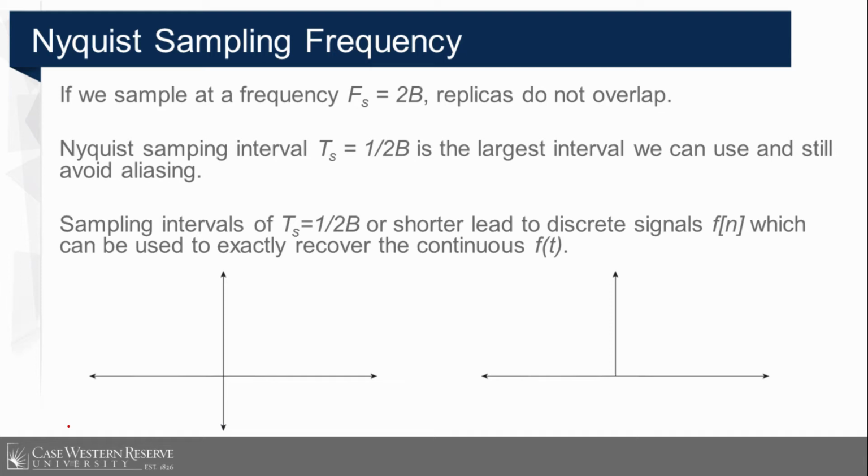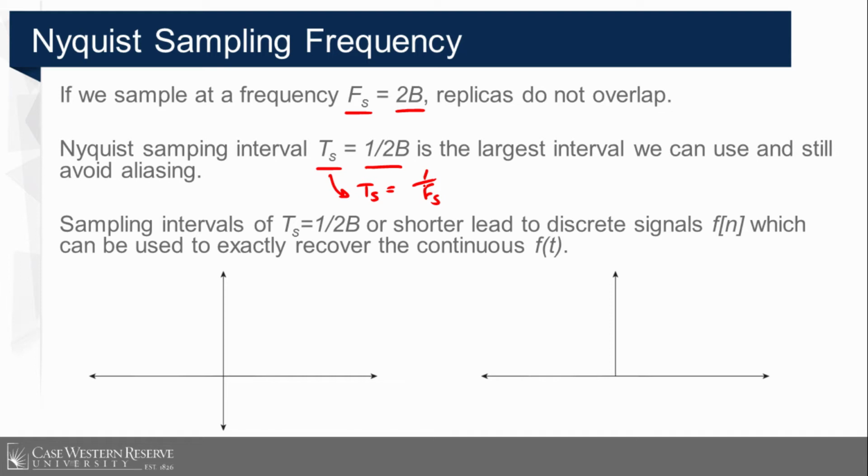So the Nyquist sampling frequency, Fs, is exactly equal to 2b. The Nyquist sampling interval is defined as Ts equals 1 over 2b, because we know that Ts is equal to 1 over Fs. And this sampling interval is the largest sampling interval that we can use while avoiding aliasing in the frequency domain.